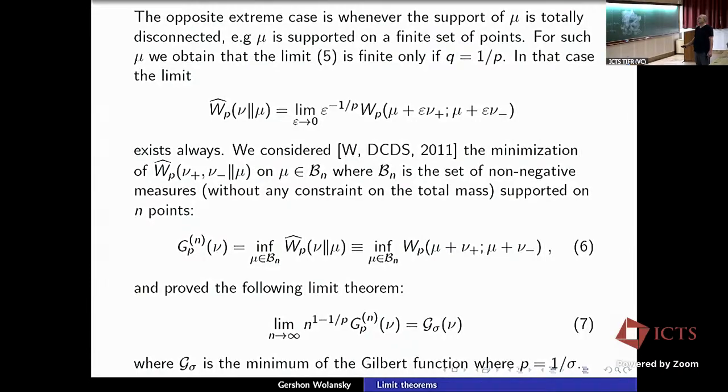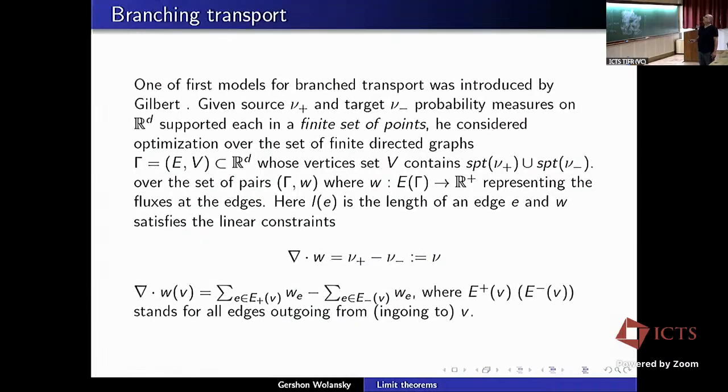we get this functional G, which is the minimum of the so-called Gilbert problem, which I will describe now in the time that I have now. So the Gilbert problem depends on some parameter sigma, which is between 0 and 1, and it will be 1 over p. So let me describe what the Gilbert problem is and what branching transport is.